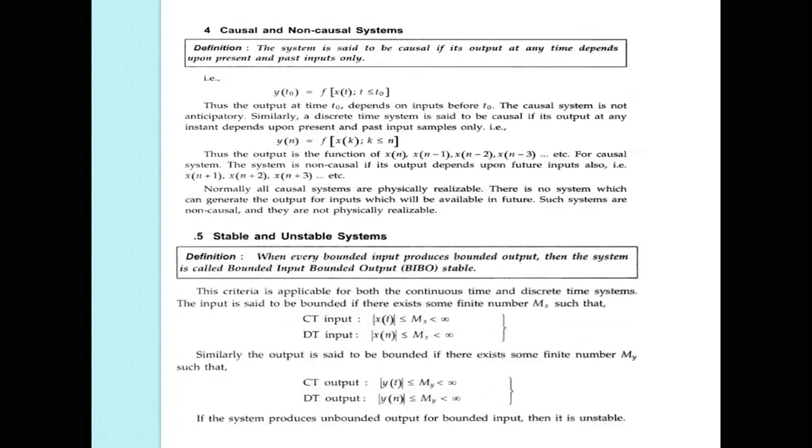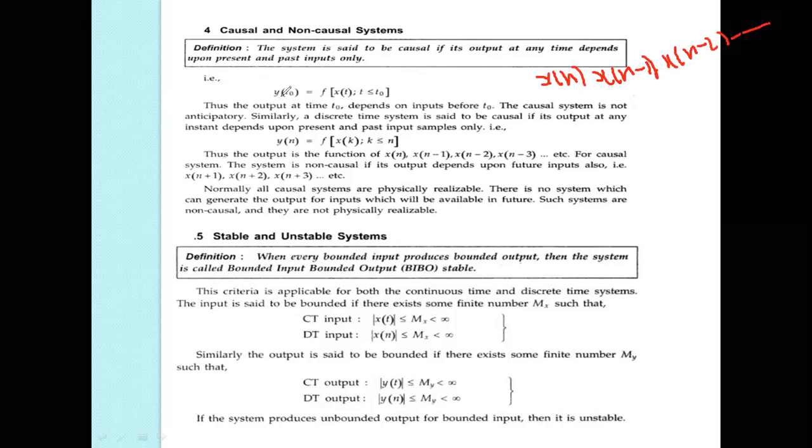Next, causal and non-causal system. Fourth one. The definition of the causal and non-causal system: the system is said to be causal if its output at any time depends upon present and the past inputs only. Causal means it depends upon the present, meaning x of n, and past inputs, meaning x of n minus 1 or x of n minus 2 and so on.